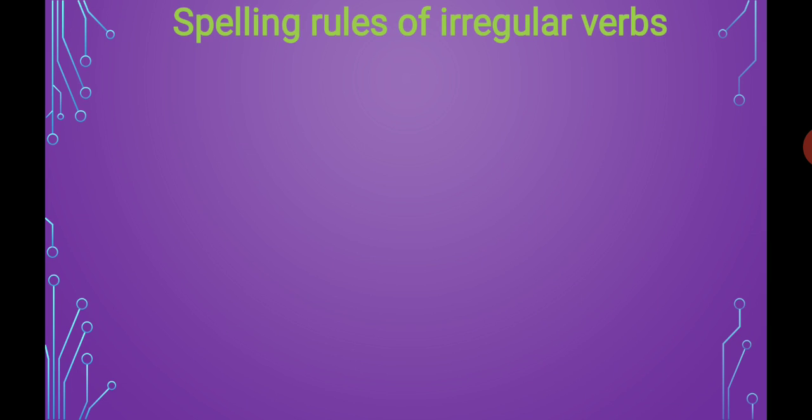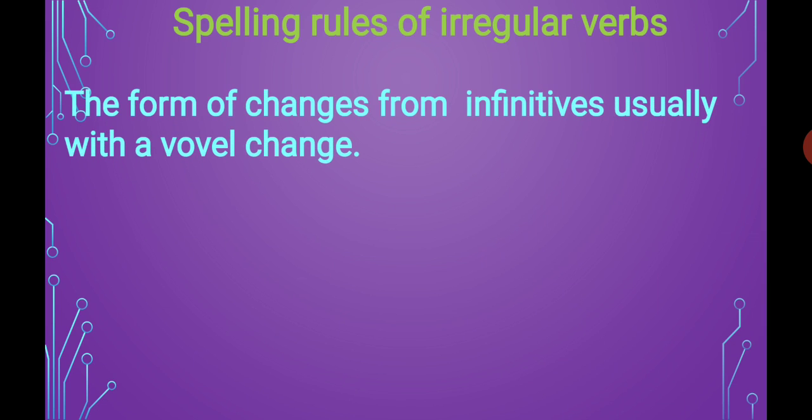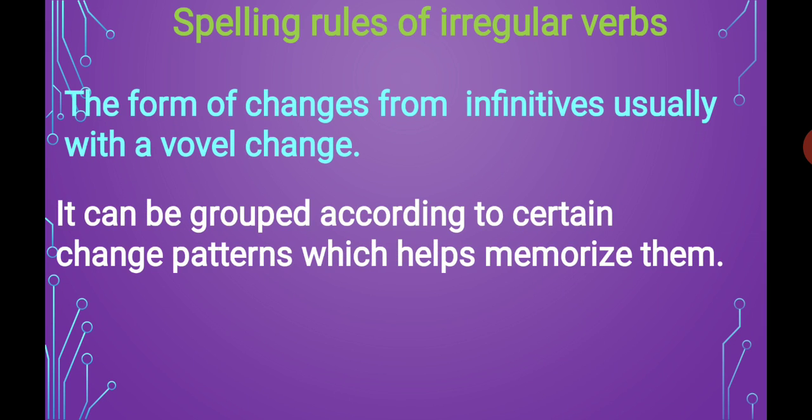Now we will revise the rule of irregular verbs. There is no particular rule for the irregular verbs. Usually there is a vowel change. Sometimes we change a vowel, for example, speak. The spelling of speak is s-p-e-a-k. And the spelling of the past tense form of the verb speak is spoke.